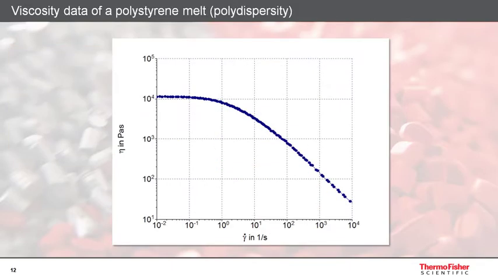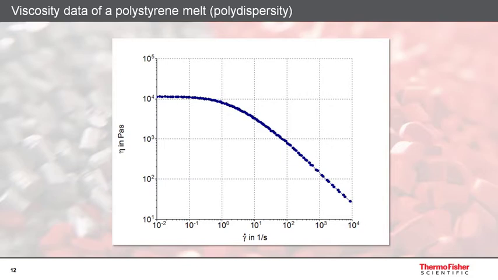When the shear rate reaches a critical value, the viscosity of a polymer melt will start to drop. In a double logarithmic plot, the width of the transition between Newtonian behavior and decreasing viscosity at a constant rate depends on the molecular weight distribution or polydispersity of a polymer.